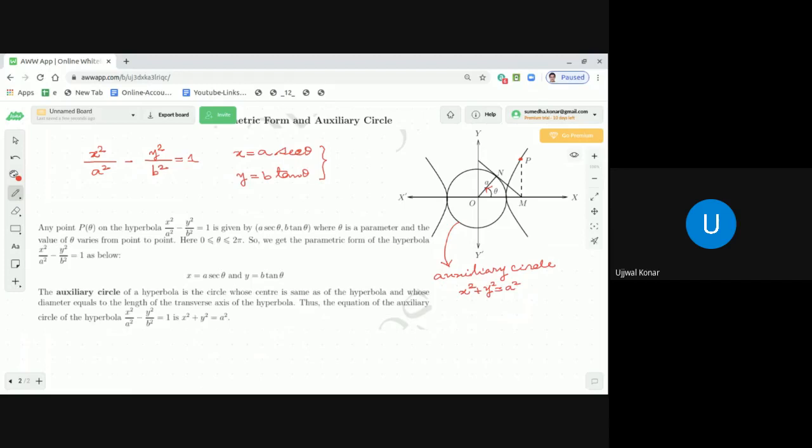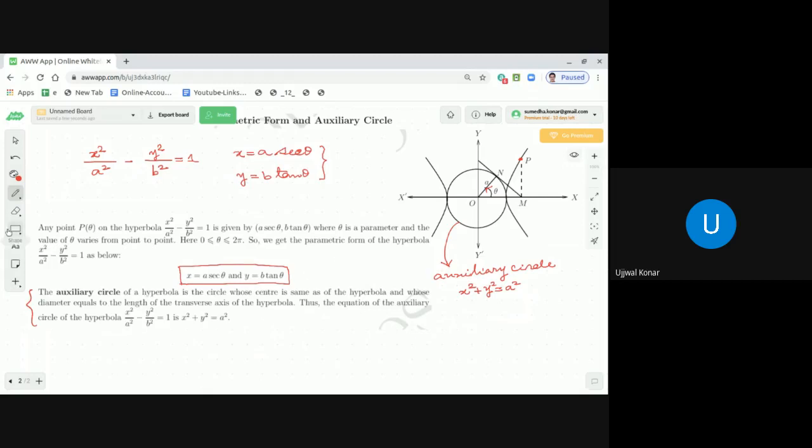So we get the parametric form of the hyperbola x square by a square minus y square by b square equal to 1 as x equal to a sec theta and y equal to b tan theta. The auxiliary circle, as I explained earlier, I'm just reading it out once more. The auxiliary circle of a hyperbola is a circle whose center is same as that of the hyperbola and whose diameter equals the length of the transverse axis of the hyperbola. Thus, the equation of the auxiliary circle of the hyperbola x square by a square minus y square by b square equal to 1 is x square plus y square equal to a square.